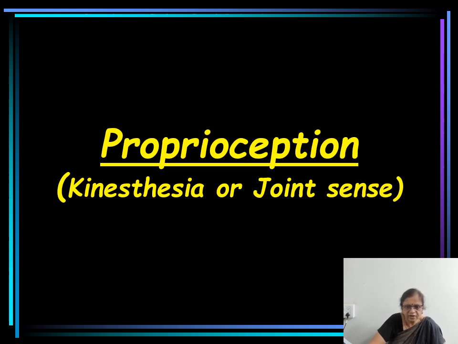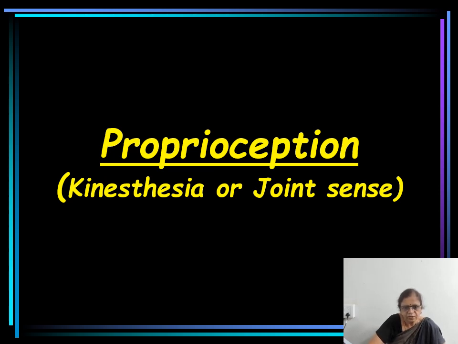We can call the function done by the spinocerebellar tract proprioception, the proper position of the body. That's why the word proprioception means sensation. It is also called kinesthetic sensation or joint sense. Kinesthetic means when we are moving the joints, the signals should go. That's why it is also called kinesthetic sensation. Joint sense could be from the ligaments and tendons around the joints, and they will be giving the signals. So it is also called joint sense.